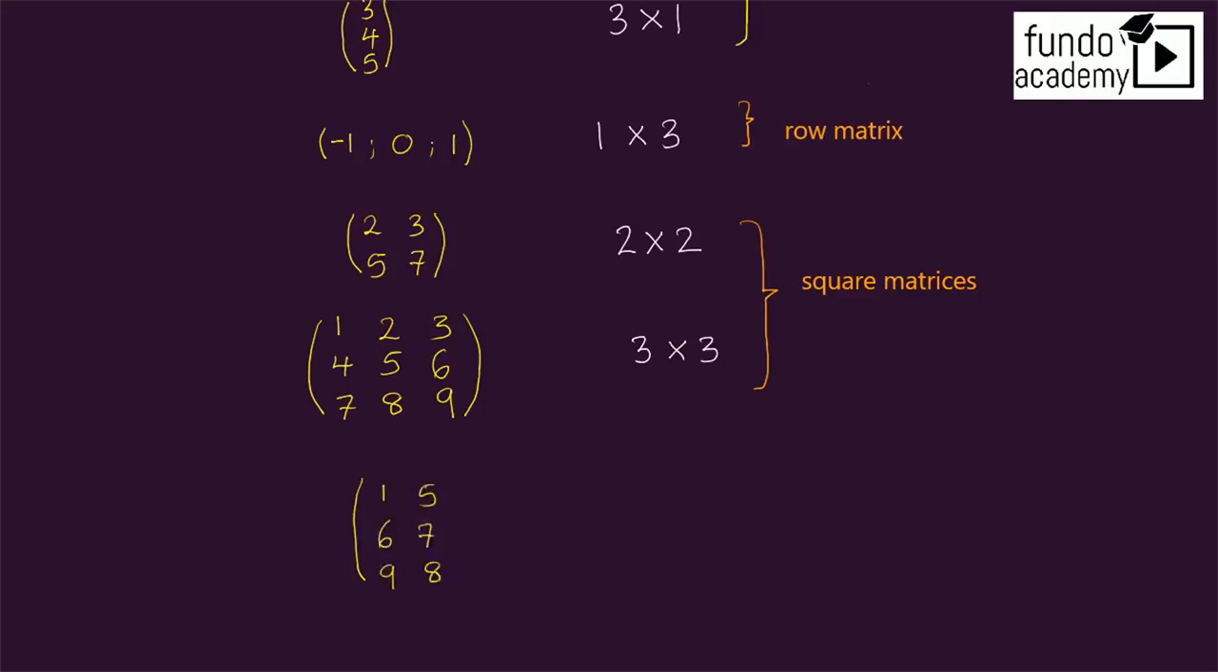I want to give one more example. I want you to tell me the order of this matrix that we have right here. So we have 1 5 6 7 9 8. What is the order of this matrix? If you got your answer correct, you have a 3 by 2 matrix. So you must be able to determine, or to observe, the order of your matrix, because it's going to help us at some point as we'll be working with matrices.